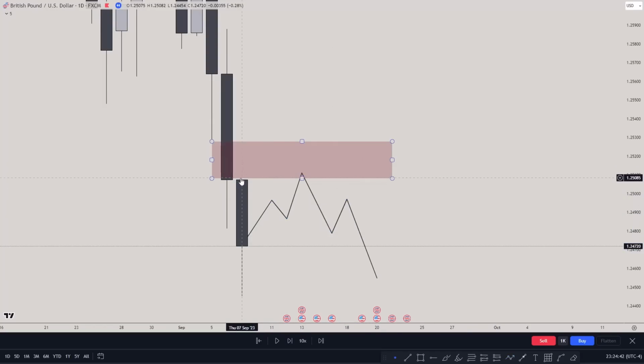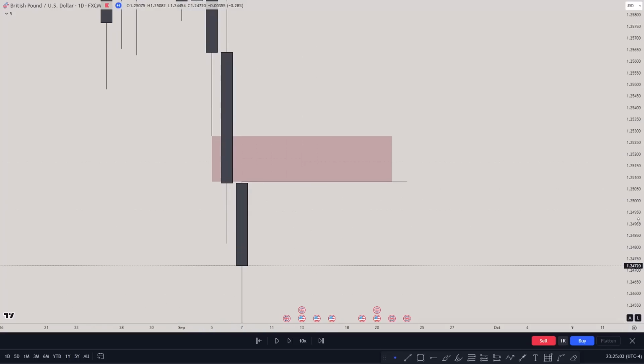Price takes the previous daily high into the fair value gap and goes lower. Let me show you what's going to happen here, and I can see it very clearly. Daily fair value gaps are very strong. Why? Because of the fair value gap and a huge liquidity, the previous day high liquidity.